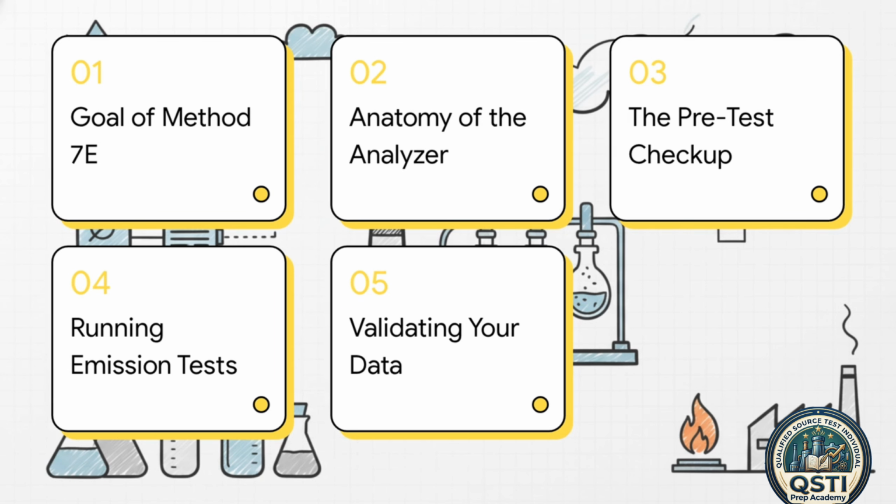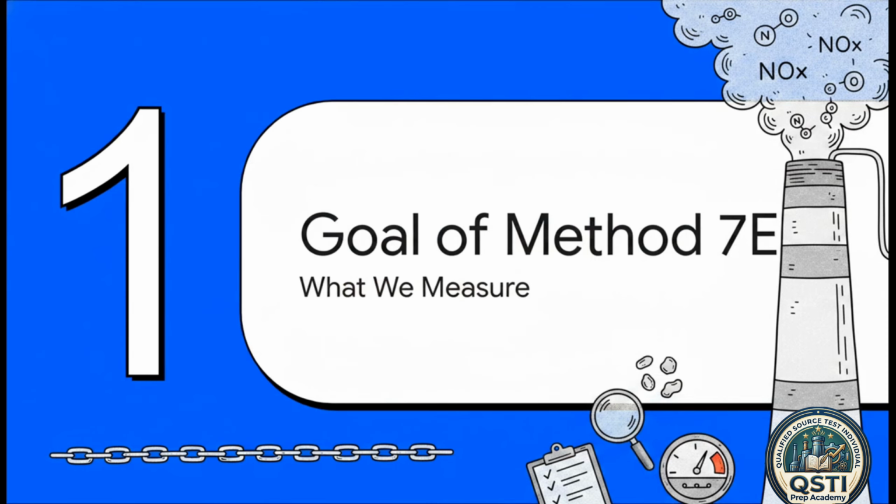We're going to follow a stack gas sample right from its source inside the chimney, straight through our analytical VIP pipeline, and all the way to validating the undeniable mathematical data it produces. Section 1. The goal of Method 7E, understanding what we measure.